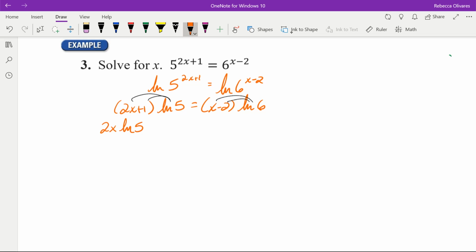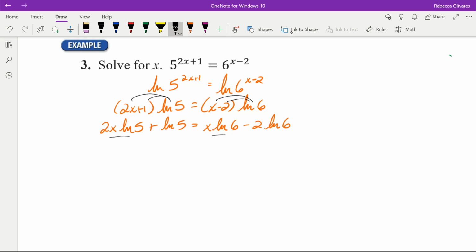So it's 2x times natural log of 5 plus natural log of 5 equals x times natural log of 6 minus 2 natural log of 6. Now you'll see that I have this term has an x in it, and this term has an x in it, and the other two terms don't have an x in them.